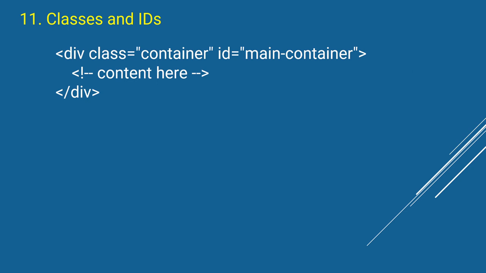Classes and IDs are used to identify and style elements. Classes can be applied to multiple elements while IDs are unique to a single element.